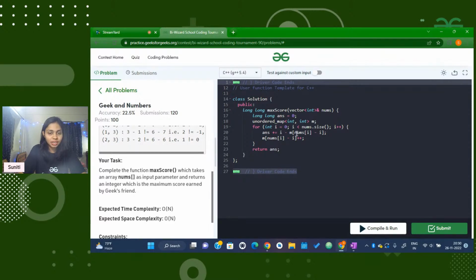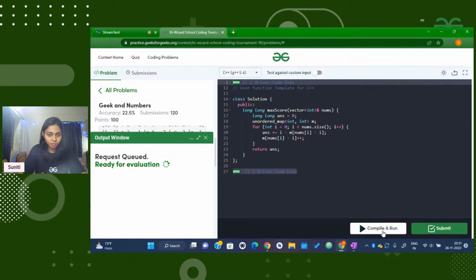Okay, what is this thing? This thing is the difference between the current index that we are at and the difference values of the previous indices. Okay, and also we increment the counter at the map. For that we have used map at nums of I minus I plus plus, and then at the end we will be returning the answer.